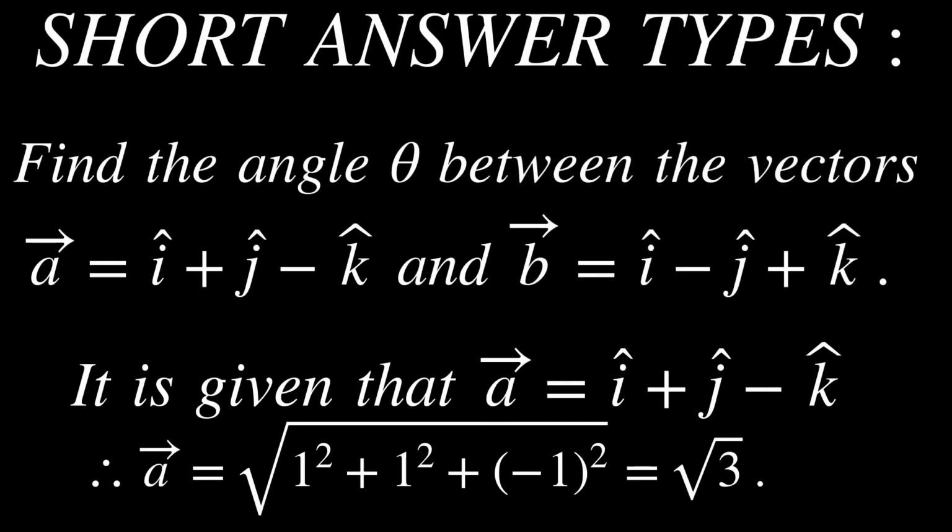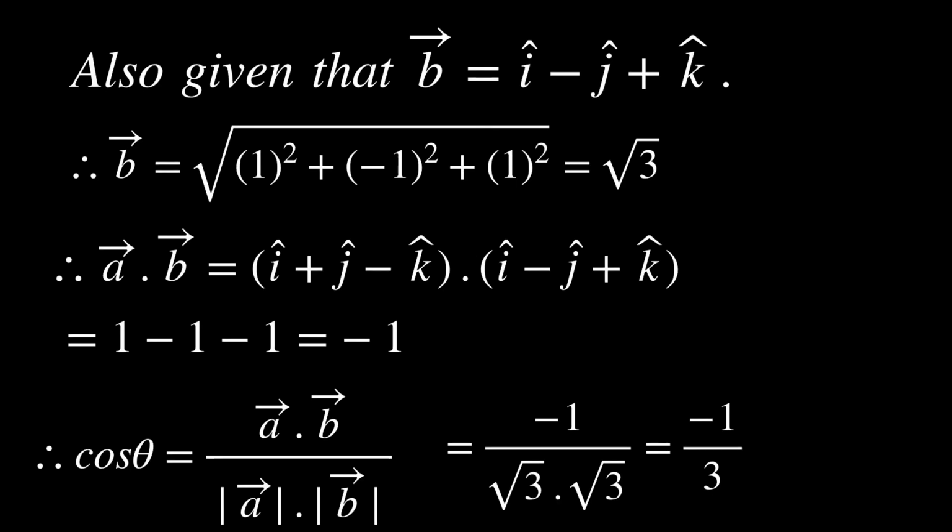Similarly, for this case, modulus of A vector is given as square root of 1 square plus 1 square plus minus 1 whole square, which is equal to root 3. Similarly, modulus of B vector is given as square root of 1 square plus minus 1 whole square plus 1 square, which is equal to root 3.